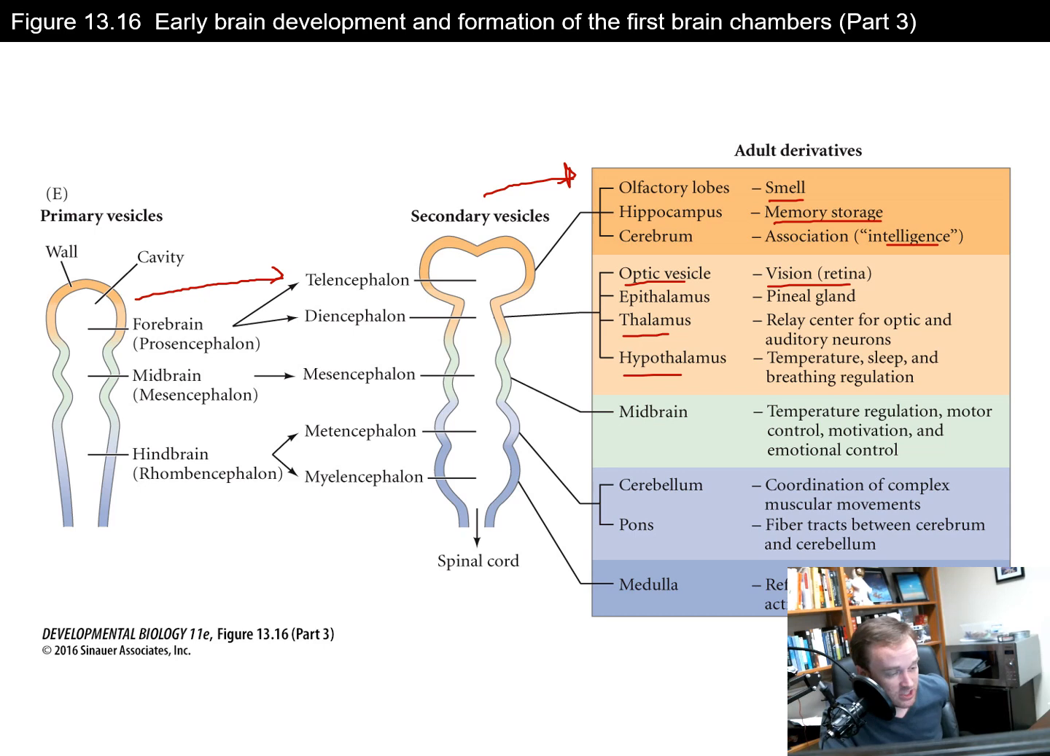The midbrain, the mesencephalon, which doesn't subdivide, so it's not two regions, is temperature regulation, emotional control, motivation. And then the hindbrain, which becomes the metencephalon and the myelencephalon, is kind of the ancient brain, as they say, which is muscular movements, reflexes, etc.